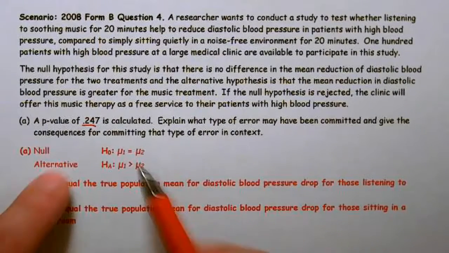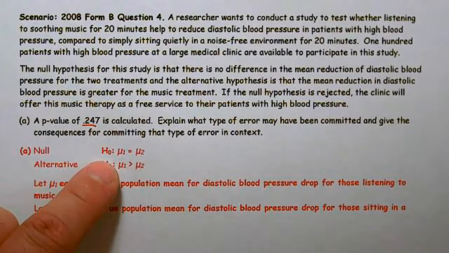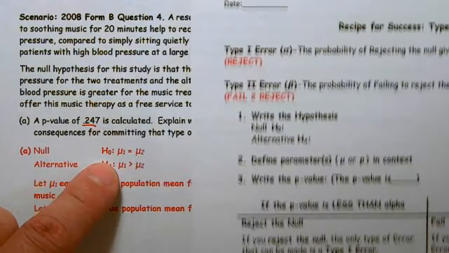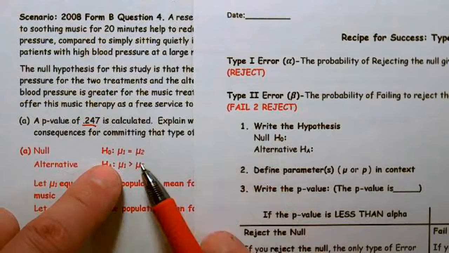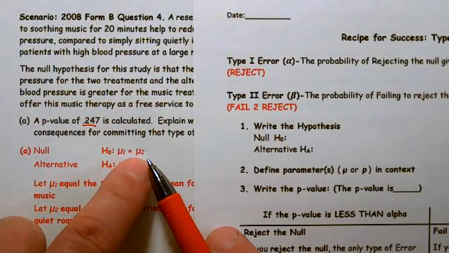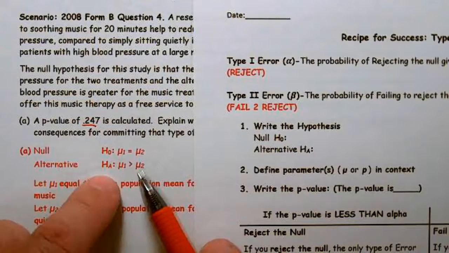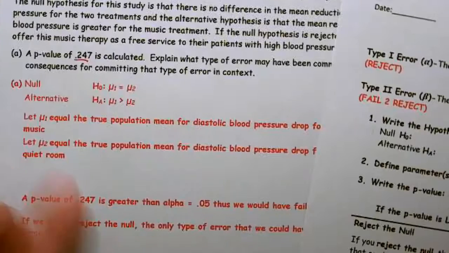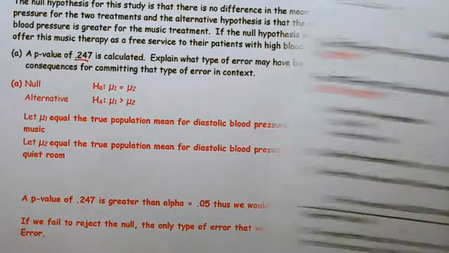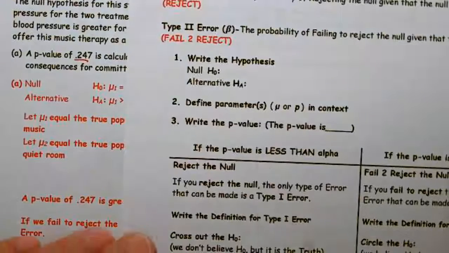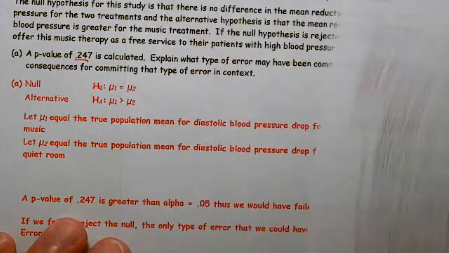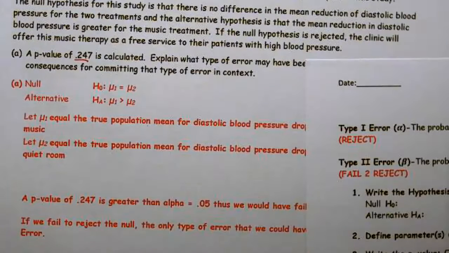Well, the very first thing we do is we write down the null hypothesis. In this case, the null was that playing music equaled sitting in a quiet room. The alternative was that playing music had a greater drop in blood pressure than sitting in a quiet room. Then we define the parameters. Well, same definitions we used before. All right. And then we're going to write the p-value. Well, in our case, our p-value is 0.247.